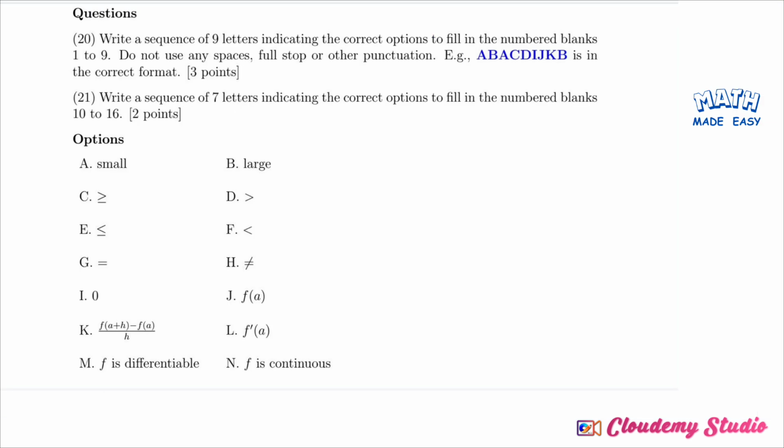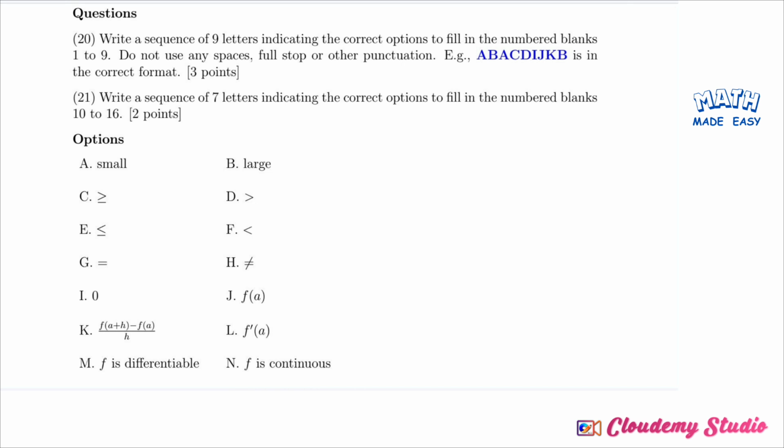Now the next question we have: write a sequence of 9 letters indicating the correct option to fill the blanks numbered 1 to 9. Do not use any space, full stop or punctuation. For example, this is in a correct format. Now as we can see, we have to choose from the options. If we look at the question, it means we have to find P and C and so on, but let's look into the options. The options say: large, small, greater than, equal to, not equal to.